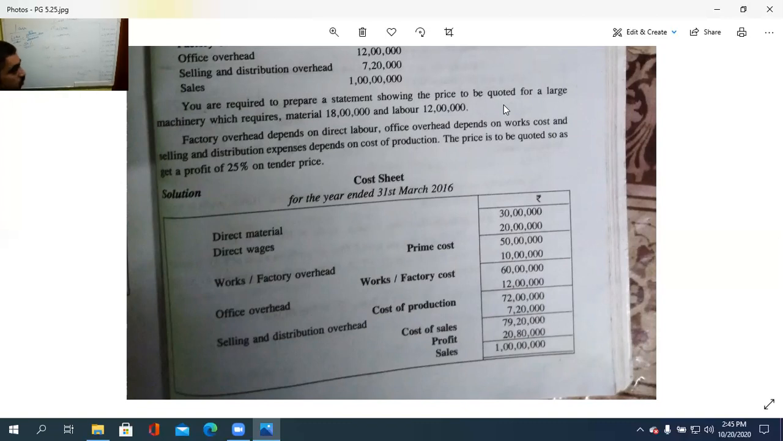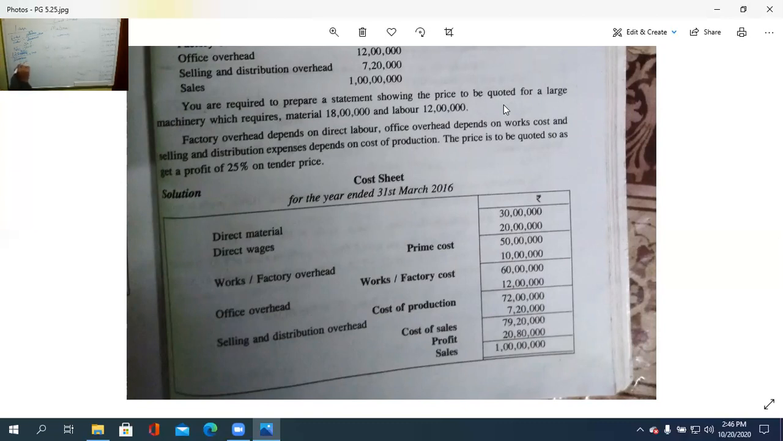Office overhead depends on work cost. Office overhead is 12 lakh divided by 60 lakh into 100. So 6 2s are 12. So 20%. Okay. And the third case, selling and distribution overhead upon office cost of production.